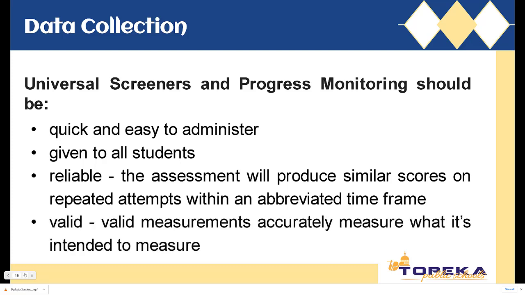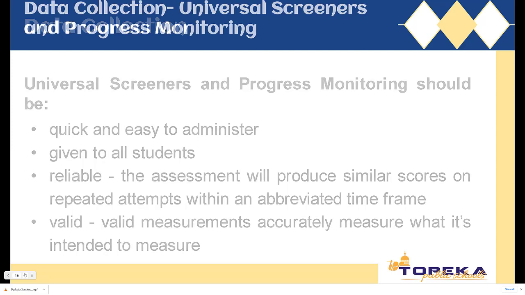And is the test valid? Valid measurements accurately measure what it's intended to measure. So if I'm measuring the ability to segment sounds in a word, is that what I'm really measuring? Or if I'm identifying letter names and sounds, am I really assessing that? And is it giving me information on student knowledge of letter sounds and names?